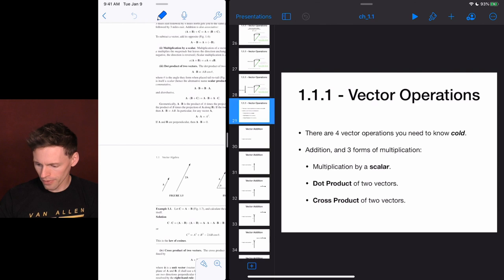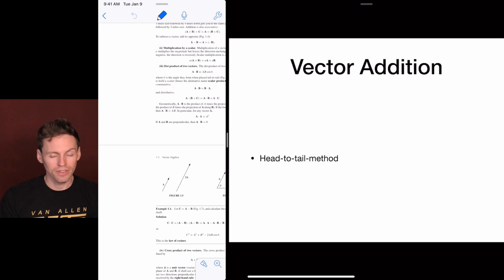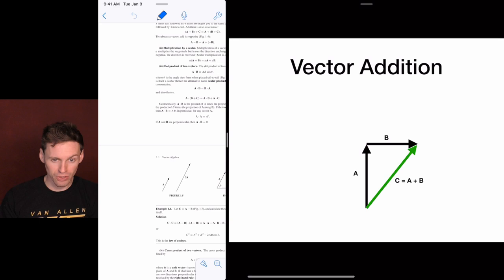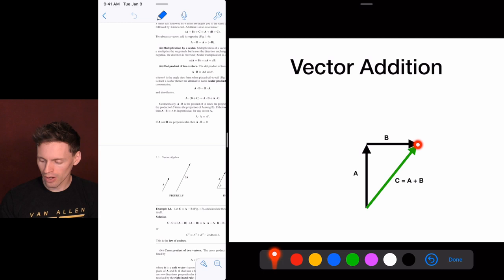Okay. So, to add vectors together, you can use the head-to-tail method. That means if you have a vector like this one, and you have a vector like this one, then you can take the head of this vector and meet it with the tail of that vector. If you do that, then the result of adding them together is this new vector C. It's just connecting the tail of A to the head of B after you put them together. And that's it. That's the head-to-tail method.